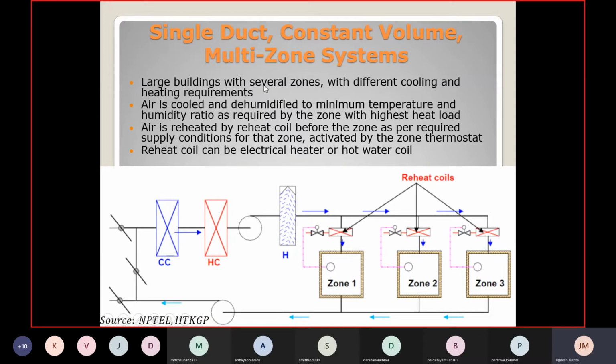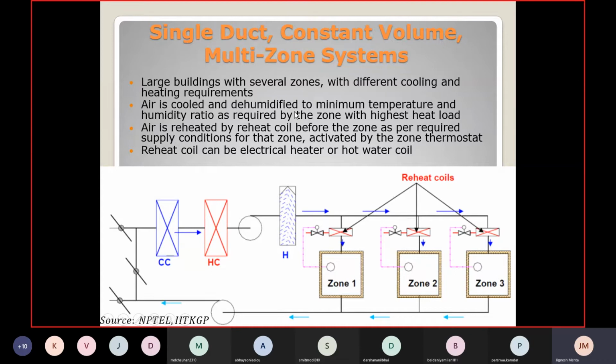So this is for large buildings with several zones with different cooling and heating requirements. If it is, let's say, a big resort and there is a conference room, there is a gymnasium, there are other facilities, everywhere at different points of time, the requirement of cooling may be different. So what may be done is that it is supplied at a constant volume at a fixed condition, but then as per the requirement of that zone, the temperature of air supplied may be changed, right? So that's what a multi-zone system is.